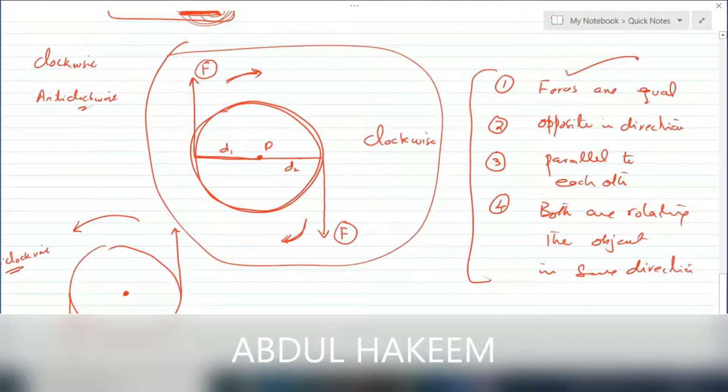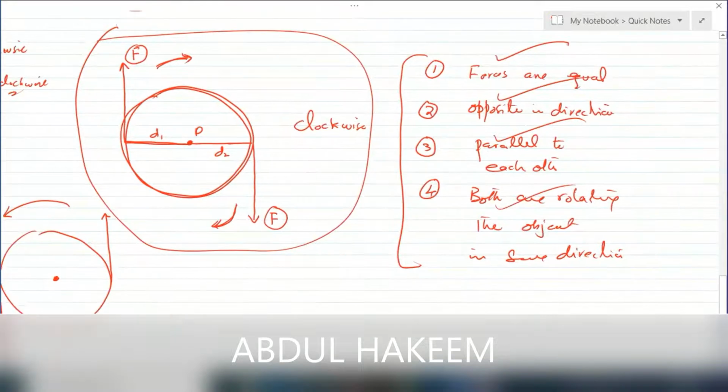They are equal in magnitude, they are opposite in direction, they are parallel to each other, they are rotating the object in the same direction. If these four conditions are fulfilled, then the forces are called couple forces. If one of the properties is missing, then they are not couple forces. They must be equal in magnitude, opposite in direction, parallel to each other, and rotate in one direction. Then they will be called couple forces. So these are the four properties required for a couple of forces.